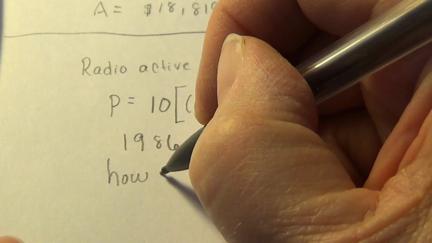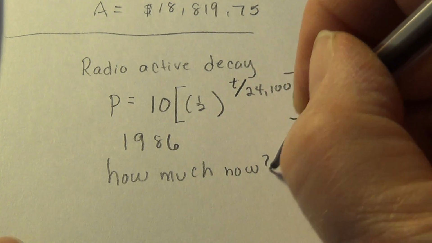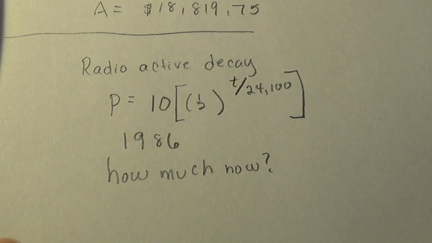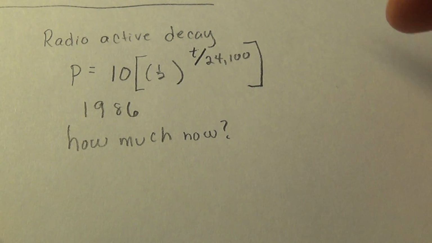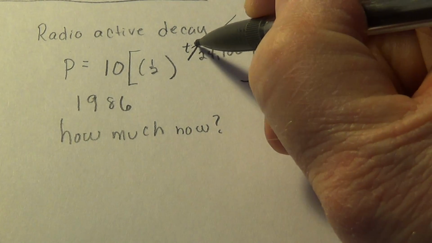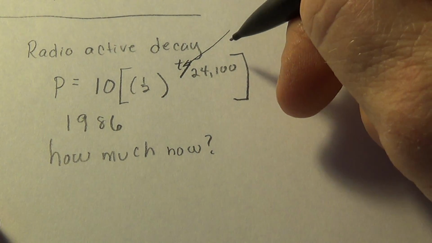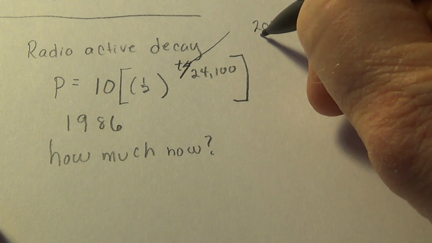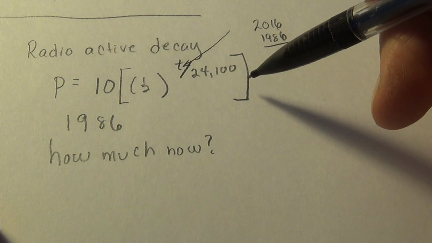Can we move back? How much plutonium or whatever the radioactive material, how much of it is there now? Is it safe to go back? So we're going to say that t is the difference in years, the number of years since 1986. So you're going to have to take the year 2016 now and subtract 1986 and plug that in for t and calculate how much there was.